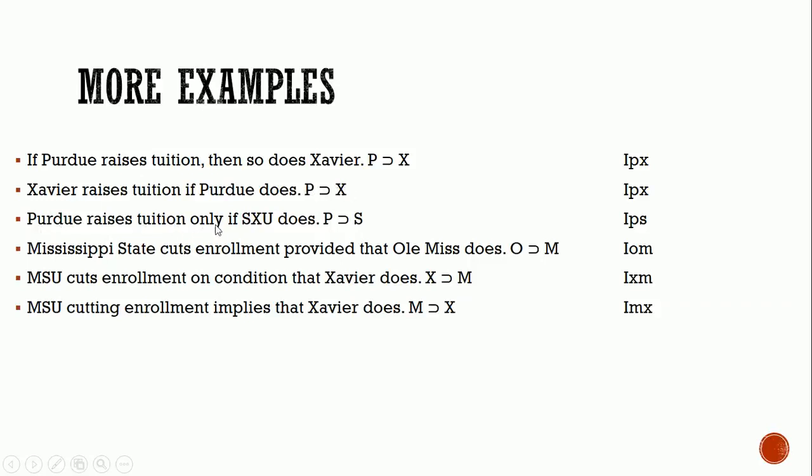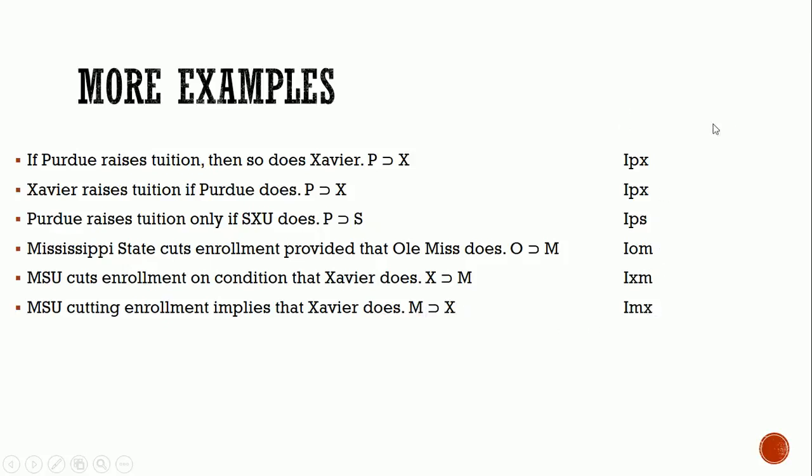Purdue raises tuition only if SXU does. St. Xavier University in Chicago. So, if Purdue raises tuition, then S raises tuition. Mississippi State cuts enrollment provided that Ole Miss does. If O, then M. Mississippi State University cuts enrollment on condition that Xavier University in Cincinnati does. If X, then M. Mississippi State University cutting enrollment implies that Xavier does. If Mississippi State does, then Xavier does.